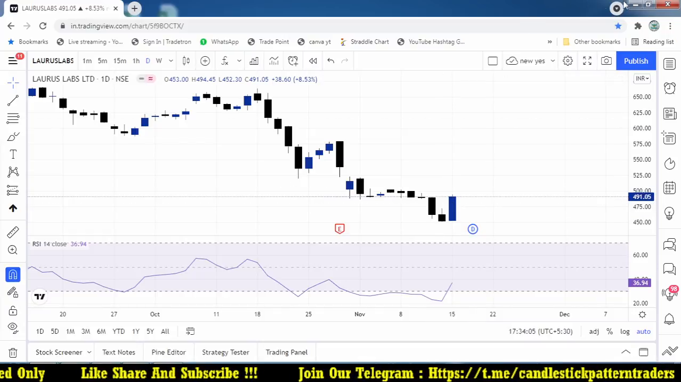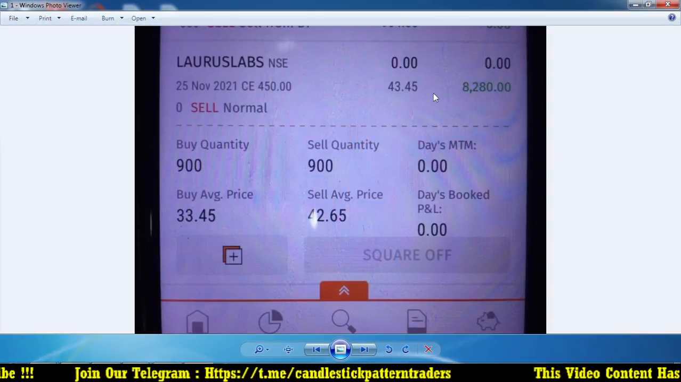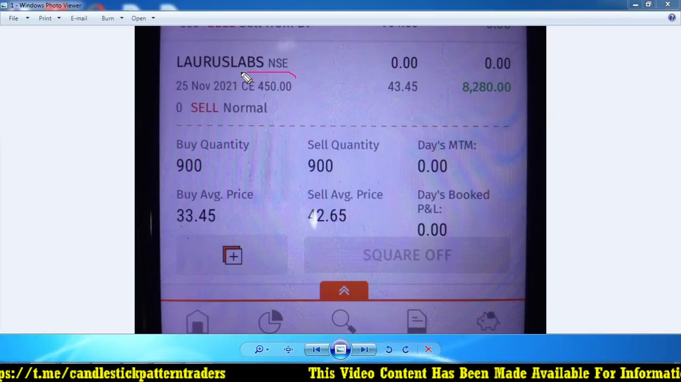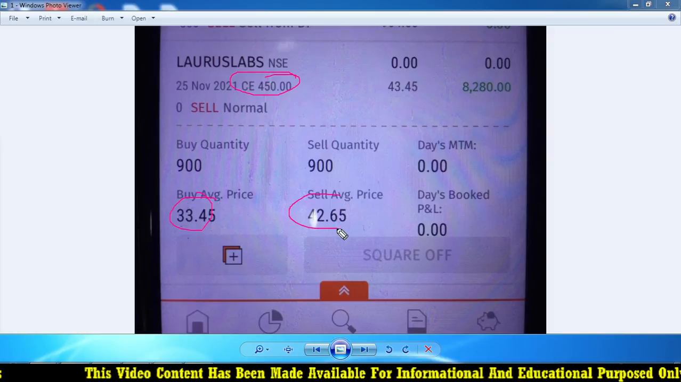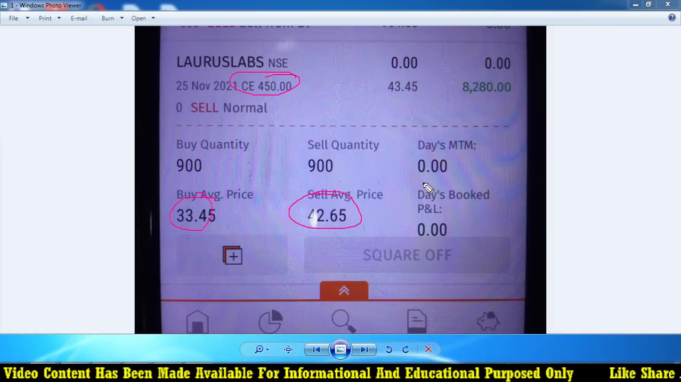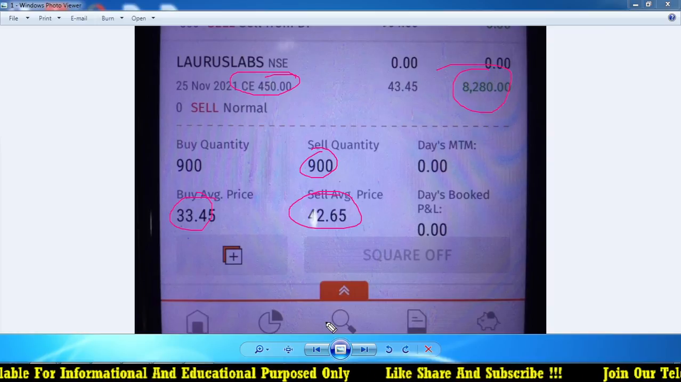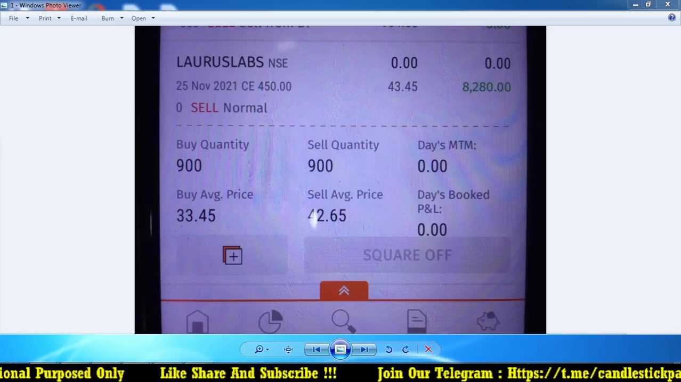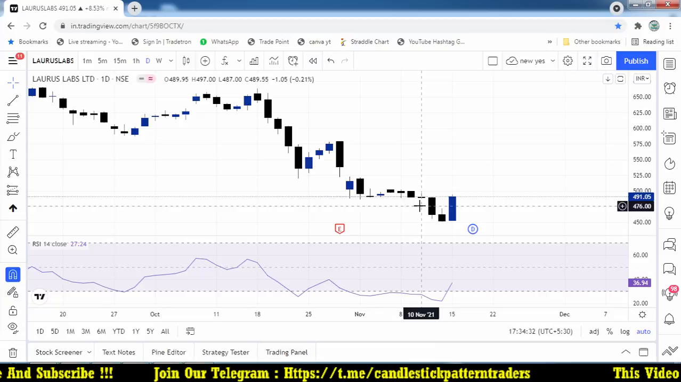Based on that, I took the trade in the 450 call option. Can you see that the 450 call option I took around 33 and exited at 42? That is near about 10 points with a lot size of around 9,900, so we booked around 8,280 rupees profit. This is the trade I did based on this concept. So how can we create this concept in our charting?